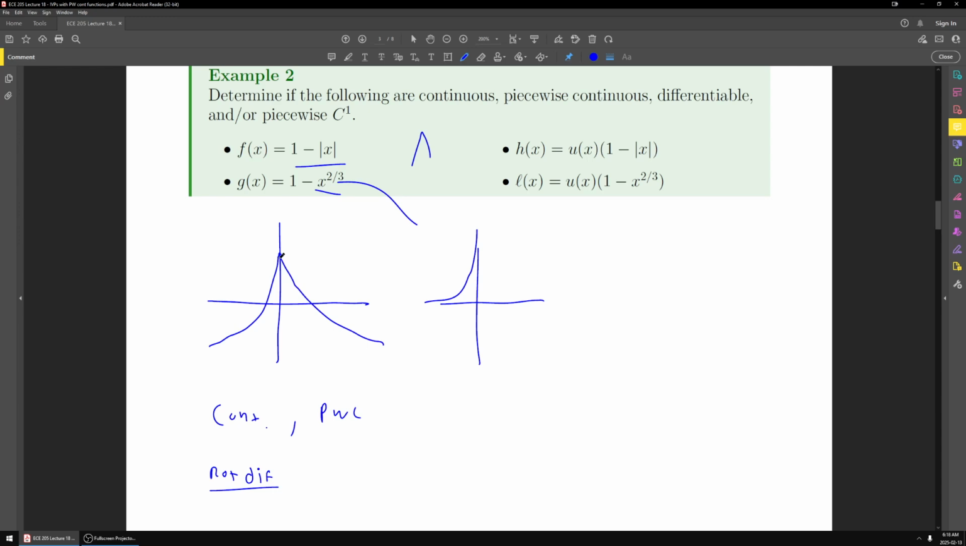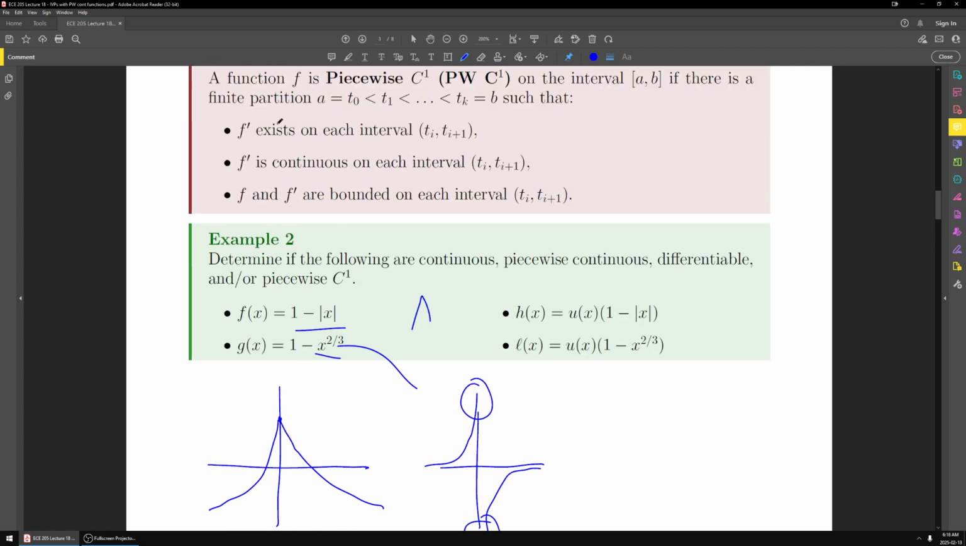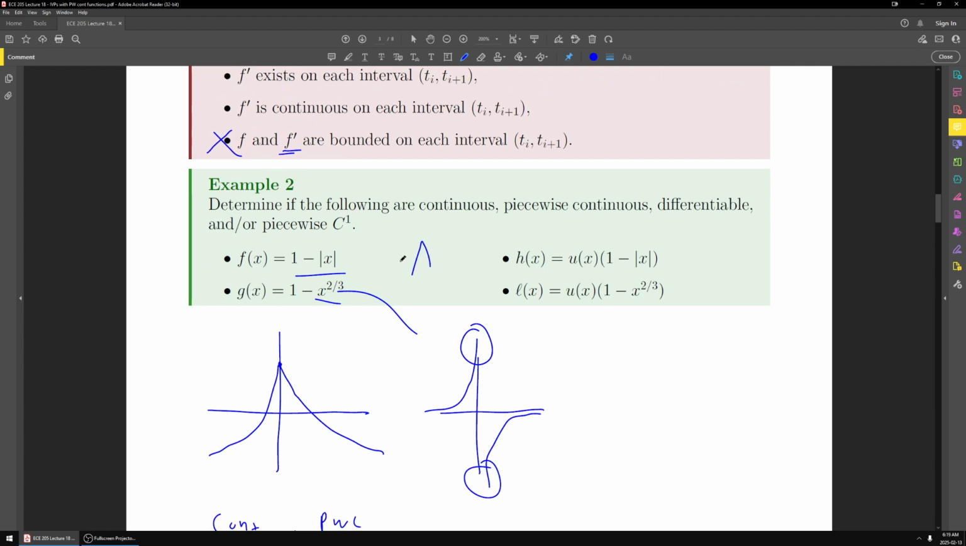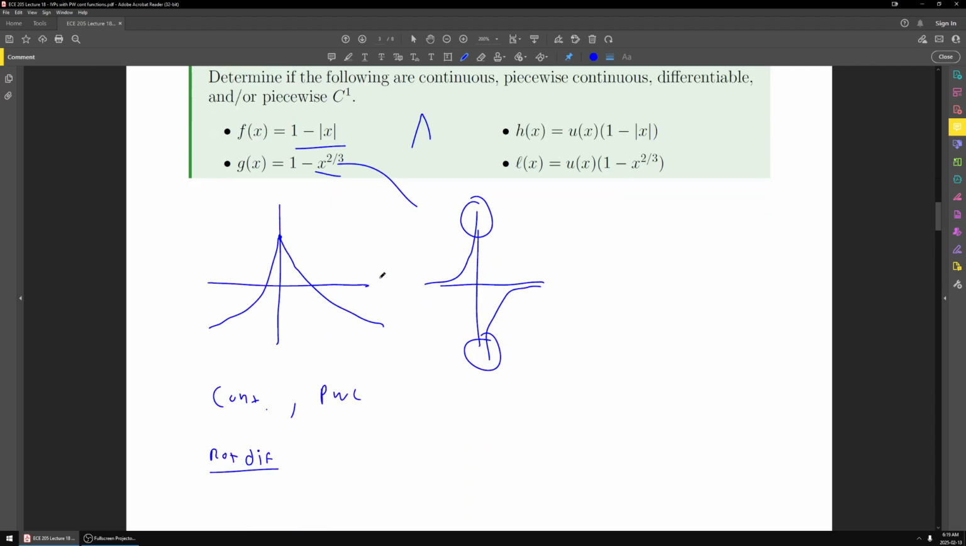Now here, I start negative, the slope's going downwards, right? Starts at negative infinity and goes here. So in this region, my derivative is not bounded, right? Over here, the derivative exists, the derivative is continuous, but I'm breaking at this point. So this guy is not bounded. Obviously, if the function's not bounded, the derivative is not going to be bounded as well, given that it exists. So this guy is not piecewise C1.